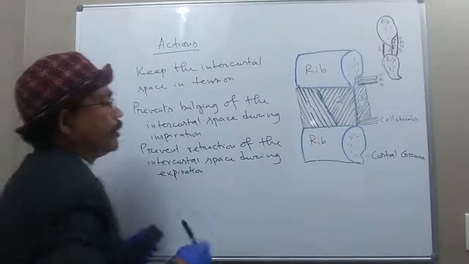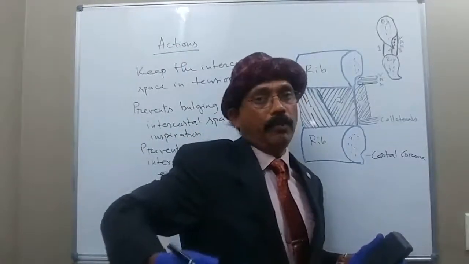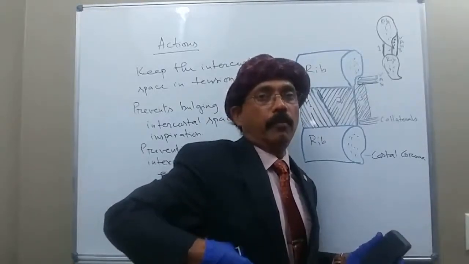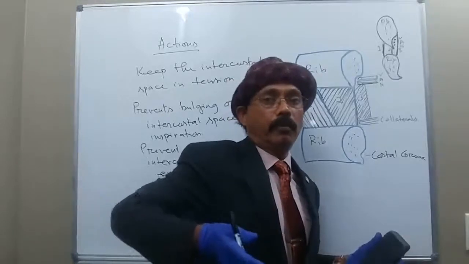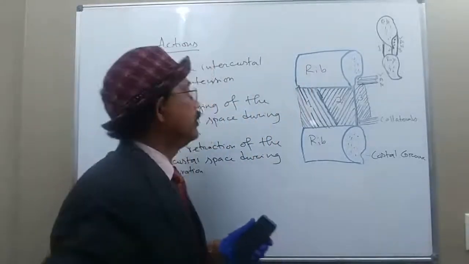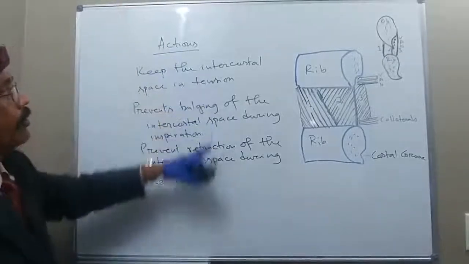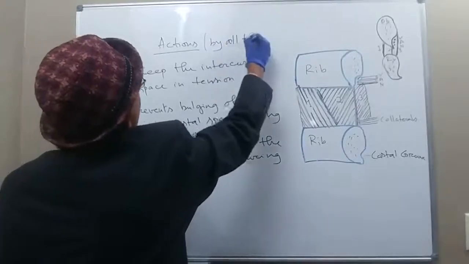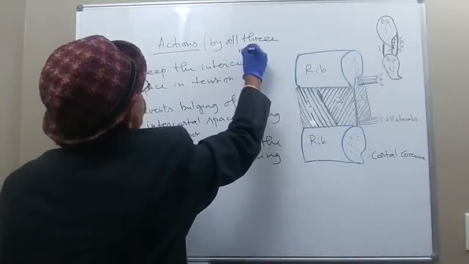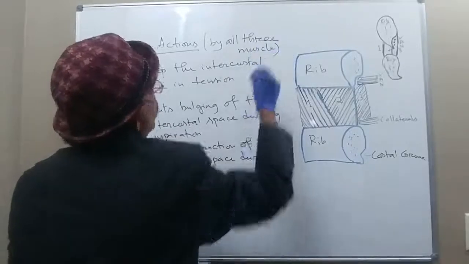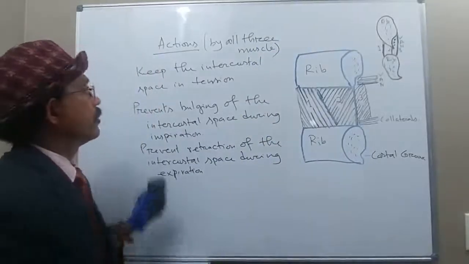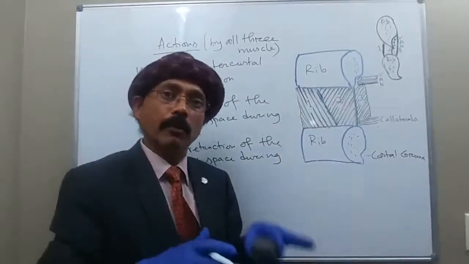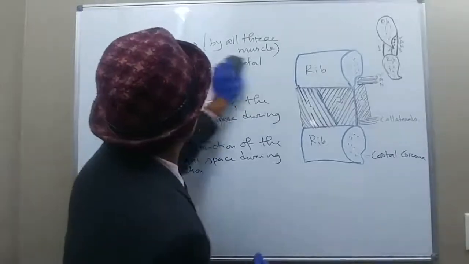So they keep the muscles in proper position. The intercostal space is not bulging out, and it is not retracted in. This is done by all three muscles: the external intercostal, internal intercostal, and innermost intercostal. Okay, we got the common action, and the actions are mingled together.